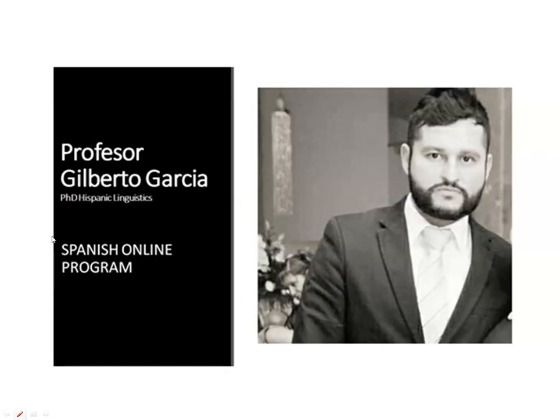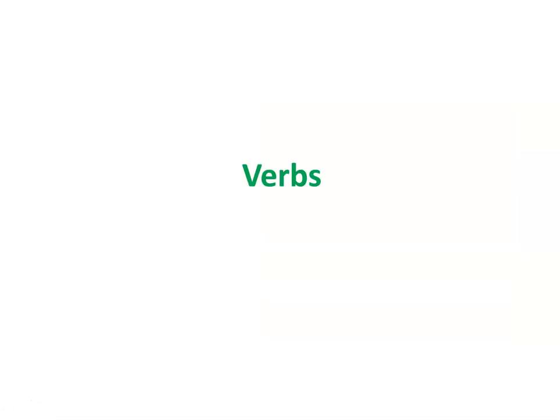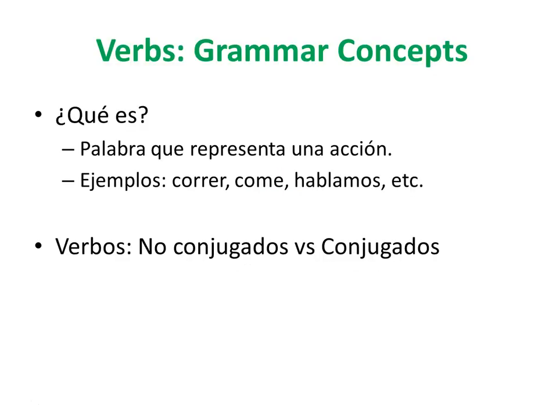Yo soy el profesor Gilberto García y en este video we will talk about verbs as a grammar concept. The first thing that we need to know is what is it? What is a verb? Okay, so a verb is a word that we use to represent an action. In Spanish, we can have a lot of type of verbs and we can have a lot of examples. Por ejemplo, correr, come, y hablamos.